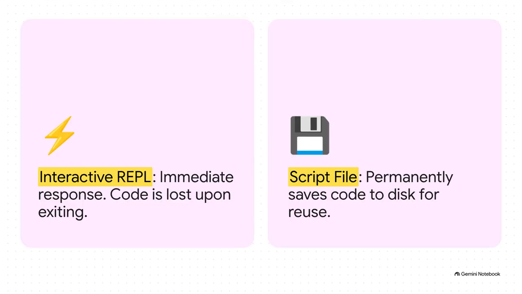Now, here's a really interesting trade-off when it comes to actually running Python. You basically have two main ways to do it. On one hand, you have the interactive REPL, which stands for Read, Evaluate, Print Loop. This gives you an immediate, instant response, making it absolutely perfect for quick one-line arithmetic checks. But the catch? The code is completely ephemeral. It's lost the second you exit.